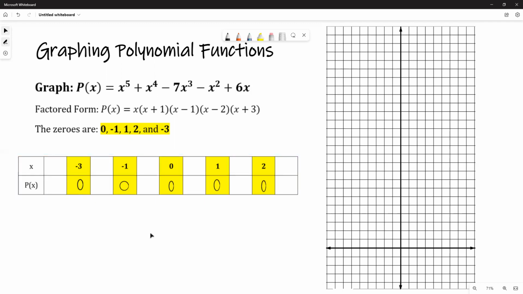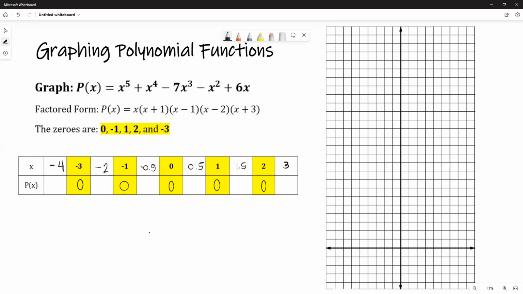That's the reason why they are called the zeros of the given polynomial function. Next, let's put values for x in between each zero. So we have here negative 4, negative 2, negative 0.5, 0.5, 1.5, and 3.